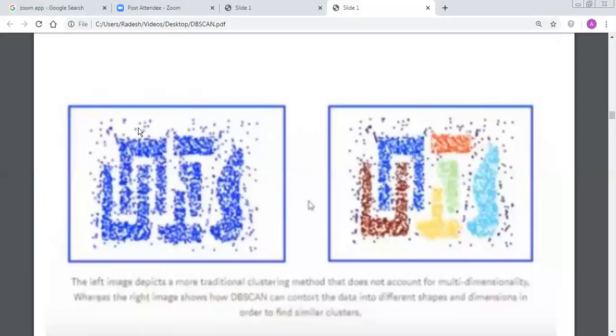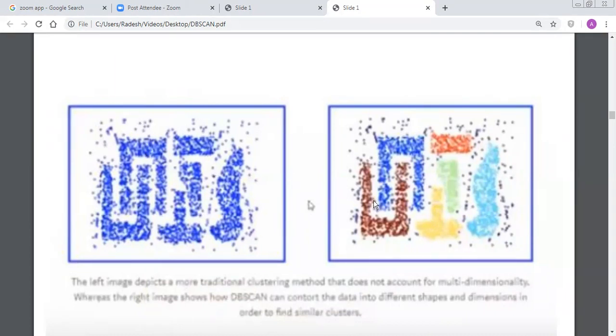After applying k-means and hierarchical clustering, look at the output we got. It is very difficult to tell what the core data is, what the border data is, and what the noise is in this particular data.